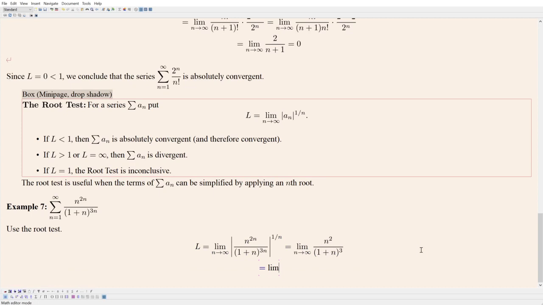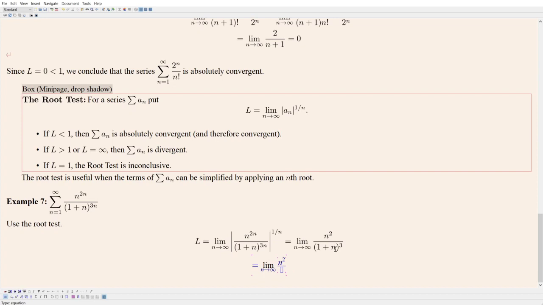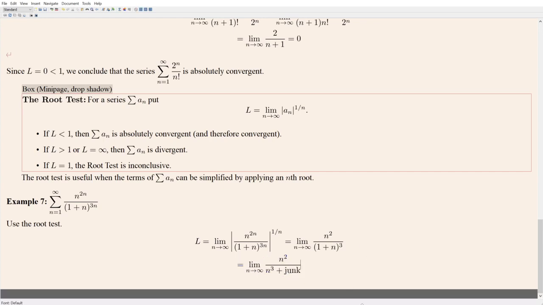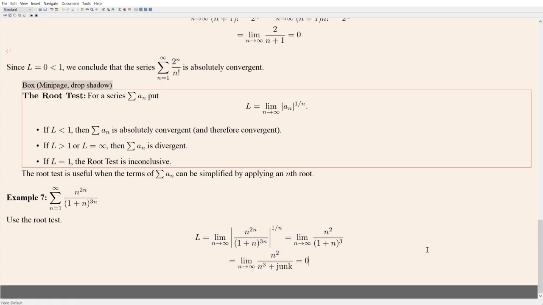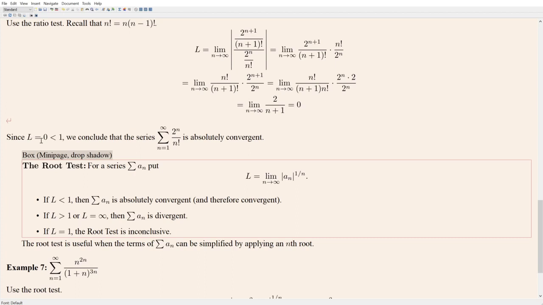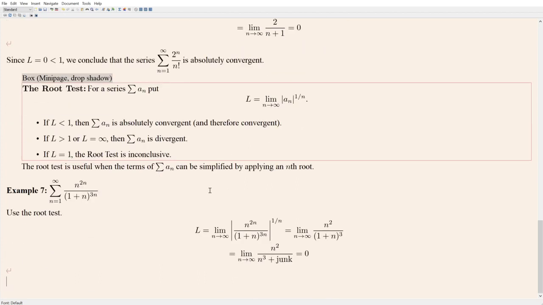Okay, so now we just have a rational function. So all we need to do is compare the leading terms. So on the bottom, cubing this whole thing is going to be tedious, so we really only want the leading term. So that's going to be n cubed, and then a whole bunch of other junk. So the degree of the top is 2, the degree of the bottom is 3. That means the bottom is the dominant term, and it pulls the whole thing down to 0. And then the conclusion is the same. Since L is smaller than 1, we conclude that the series is absolutely convergent.